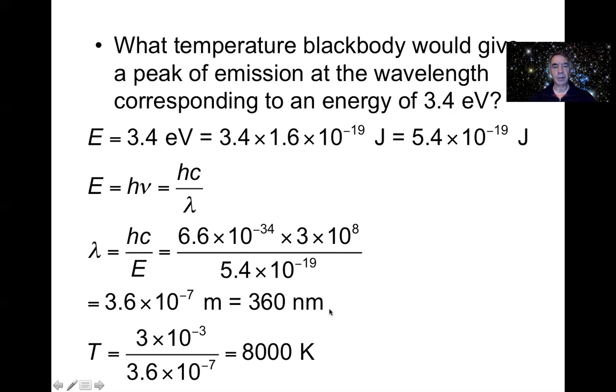nanometers. Okay, and then just apply our Wien's displacement law again. Here's the constant 3 × 10⁻³ on the top, and here's our wavelength in meters on the bottom, and that gives us about 8,000 Kelvin. Okay. So that's telling us if you had gas with 8,000 Kelvin and the radiation from that, if everything's in equilibrium, would start to ionize hydrogen atoms from the n=2 level. Okay, and this kind of number we'll come back to in a moment.